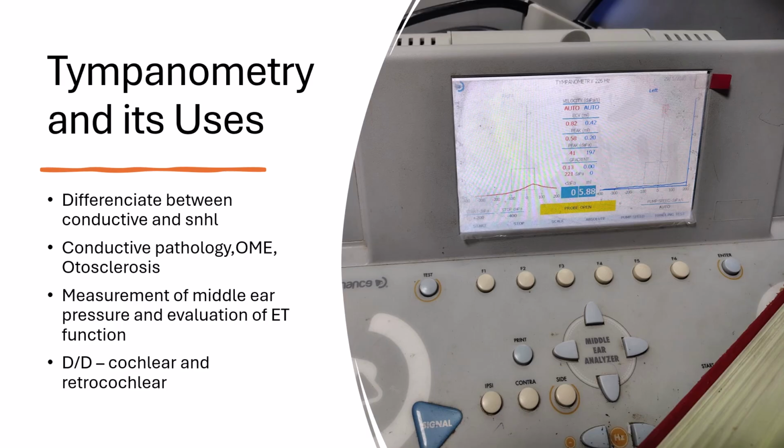Now, tympanometry and its uses. This test helps differentiate between conductive and sensorineural hearing loss. It detects otitis media with effusion and otosclerosis. It measures the middle ear pressure and eustachian tube function. It is also useful in pre-op and post-op cases to evaluate the tympanic membrane and ossicular chain.